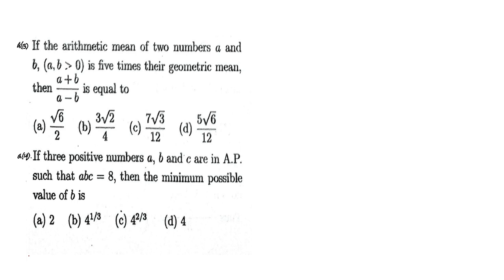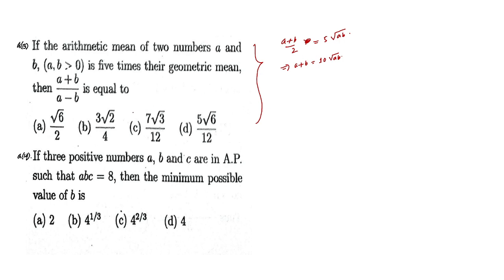Now we come to another important problem. If the arithmetic mean of two numbers A and B is 5 times the geometric mean, then find the value of A plus B by A minus B. So what is given? The arithmetic mean of two positive numbers A, B is 5 times the geometric mean. From this information we can write A plus B equals 10 root AB.